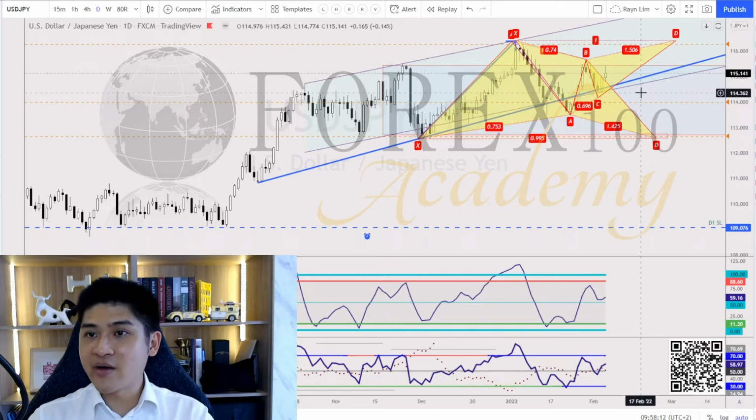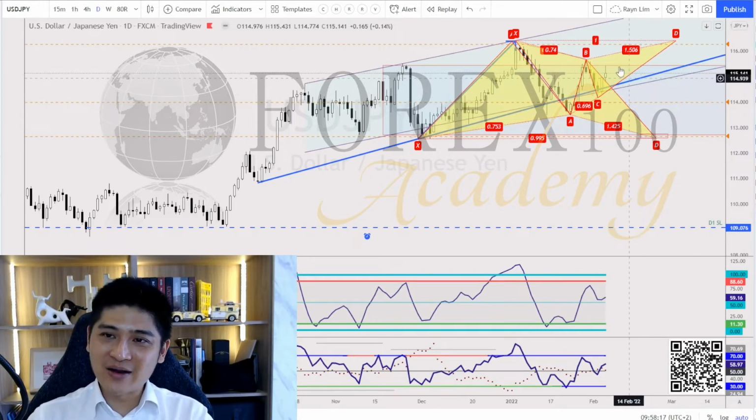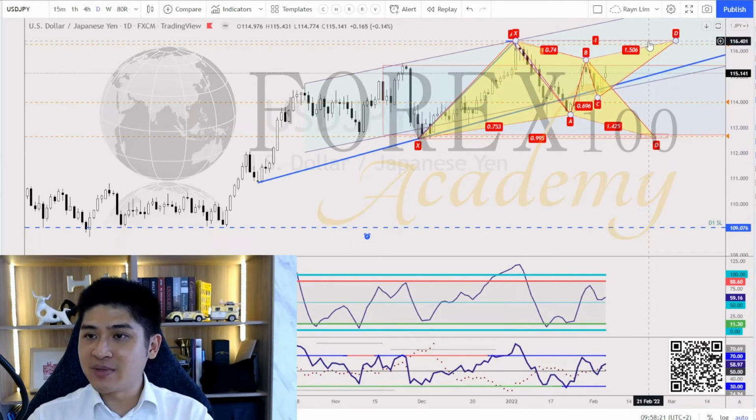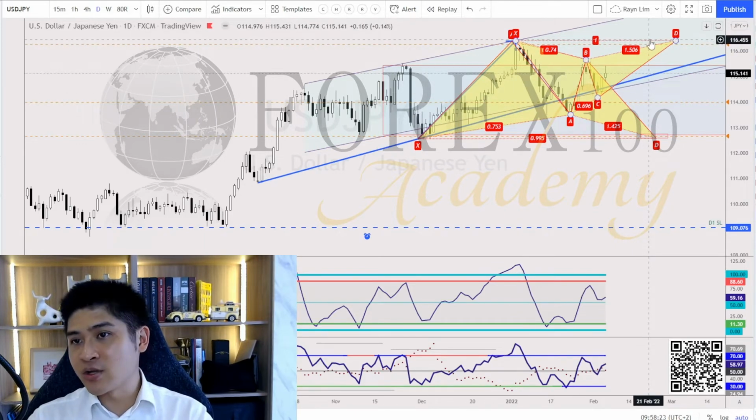All right, however, the chart does fulfill my buyers. I have to make it clear over here. And on top of that, this week I've spotted this bearish deep Gartley also completing at X. What a coincidence, right?